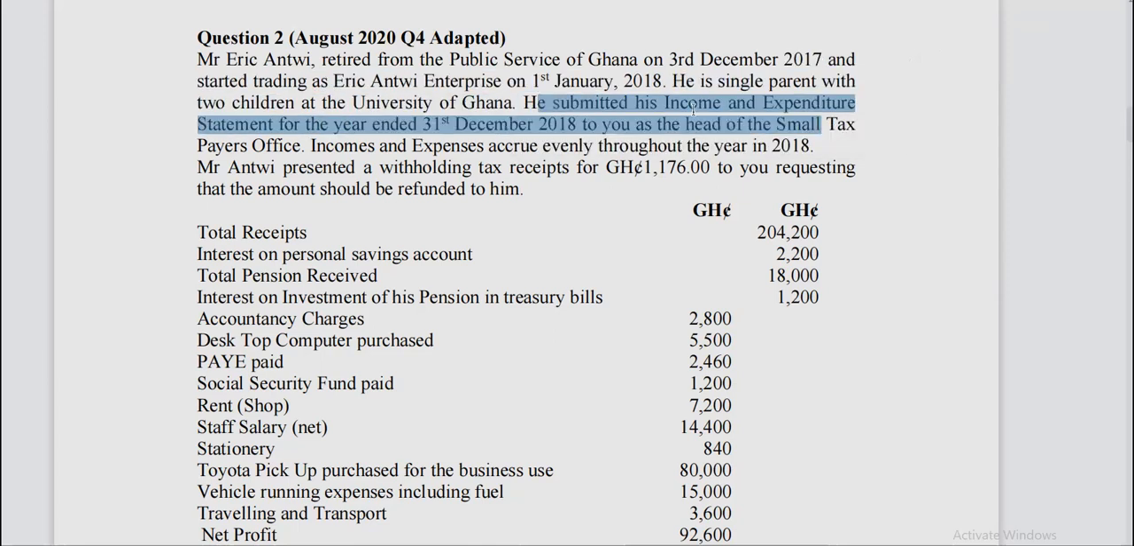He submitted his income and expenditure statement for the year ended 31st December 2018 to you as the head of the Small Taxpayers Office. So his income and expenses accrue evenly throughout the year 2018, and he presented a withholding tax receipt of 1176. That's a withholding tax credit to you, requesting that the amount should be refunded to him.